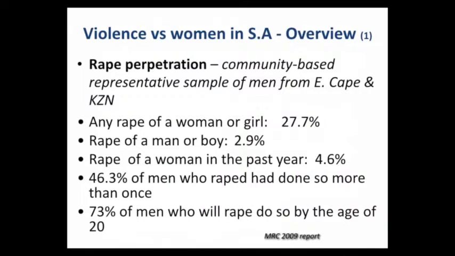And 46% of men said that they had done so more than once. So in other words, it wasn't just one time, not that that is not a problem, but they'd done it more than once. And this is of the men who rape. So it's not 73% of all men, but of men who rape, 73% of them, in other words, the vast majority, do so by the age of 20. So if we're looking at targeting interventions, we really need to be targeting young men to change ideas and prevent rape.